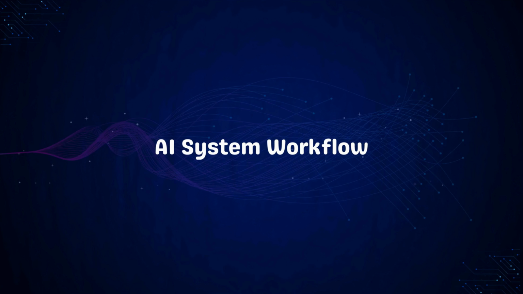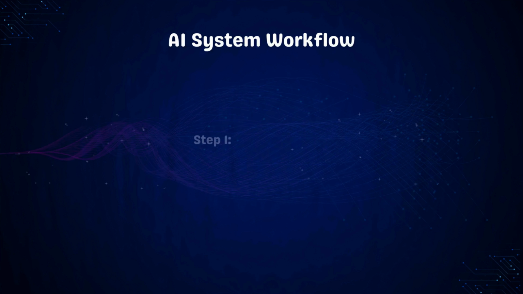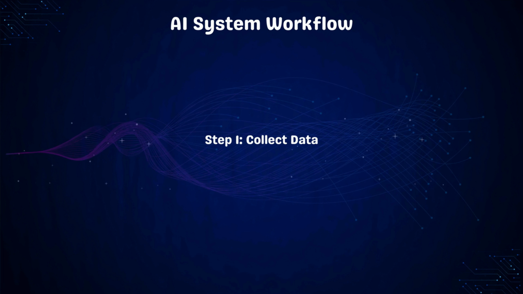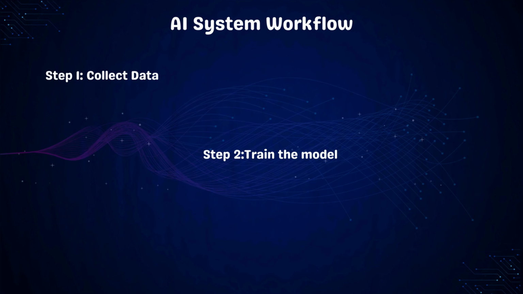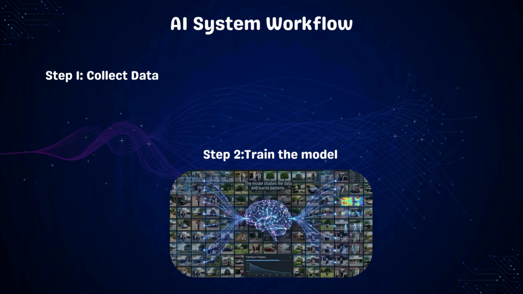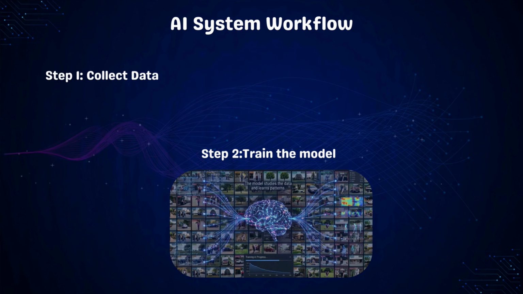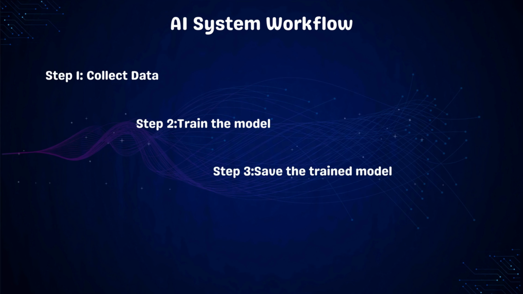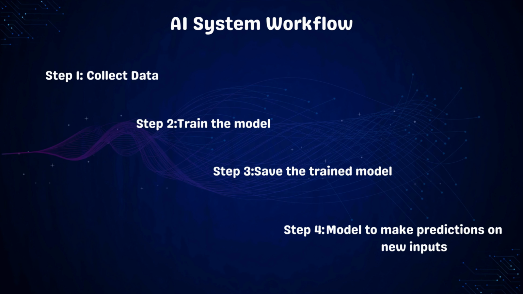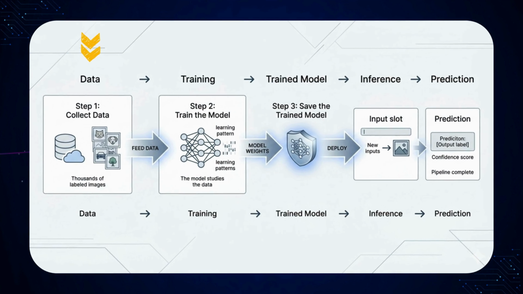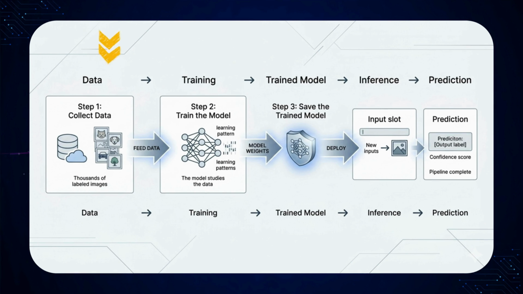Let's look at the full workflow of an AI system. Step 1. Collect data. For example, thousands of labeled images. Step 2. Train the model. The model studies the data and learns patterns. Step 3. Save the trained model. Step 4. Use the model to make predictions on new inputs. So the complete pipeline looks like this: data, training, trained model, inference, prediction. Almost every modern AI system follows this pipeline.